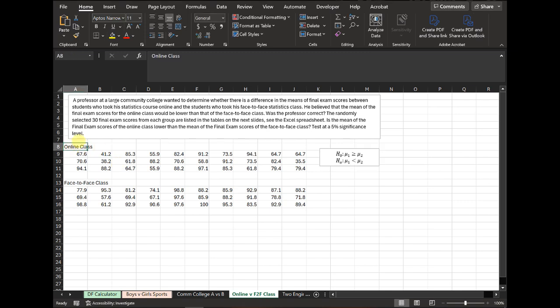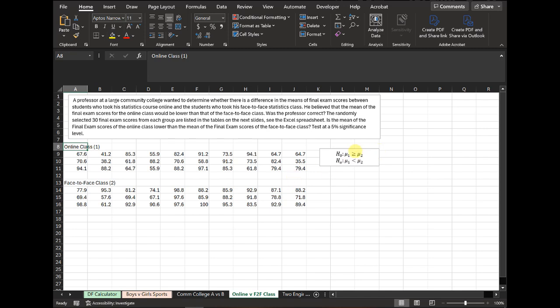So since the online classes are listed first, I'm going to denote those with the 1, and the face-to-face class is going to be denoted with the 2. So we want to show whether these scores are lower than these scores. Since this is group 1, we want to show that group 1 is lower than group 2. So that's what I want for my alternative hypothesis, and then I can back into what I need my null hypothesis to be based off of that.